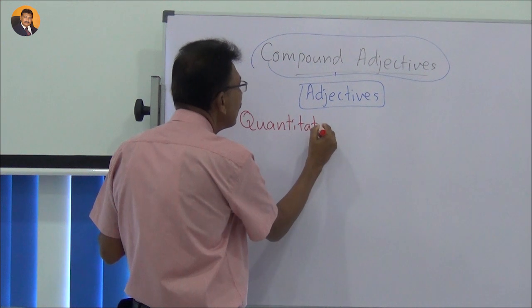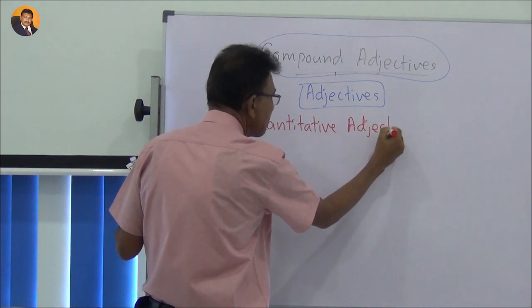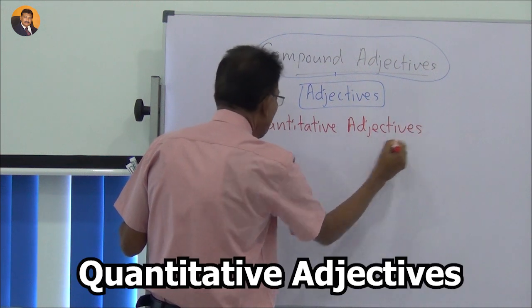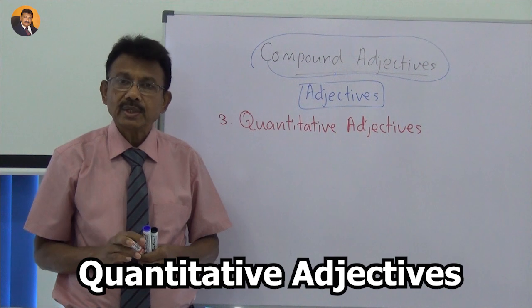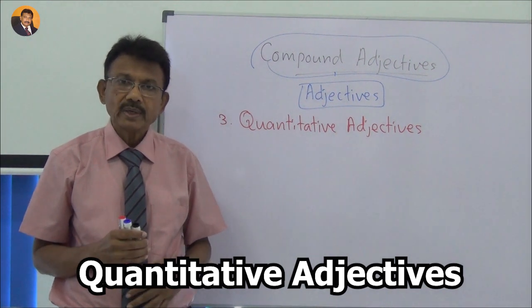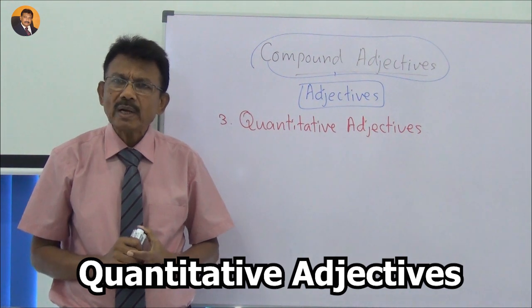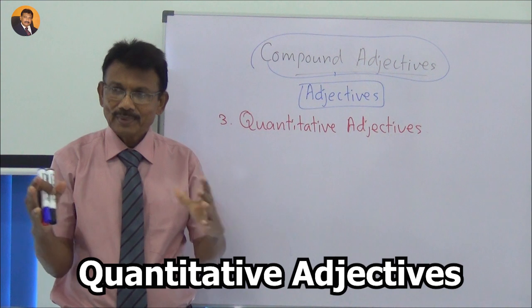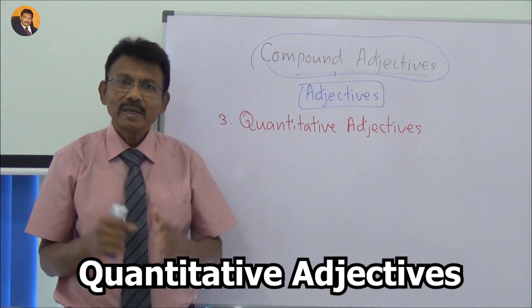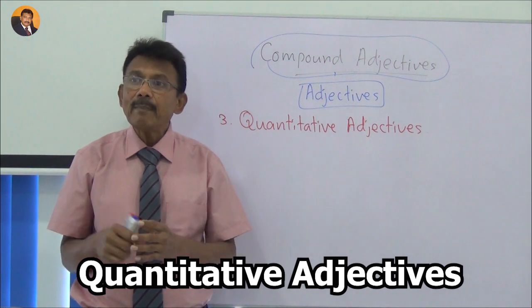quantitative adjectives. Quantitative adjectives. So everybody knows what quantity is. Quantity or number, right? Number of nouns, if you are going to talk about the number of things.